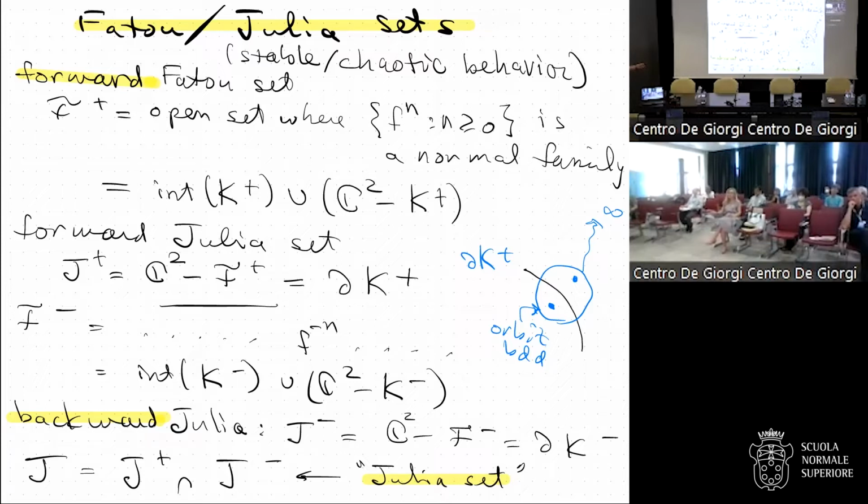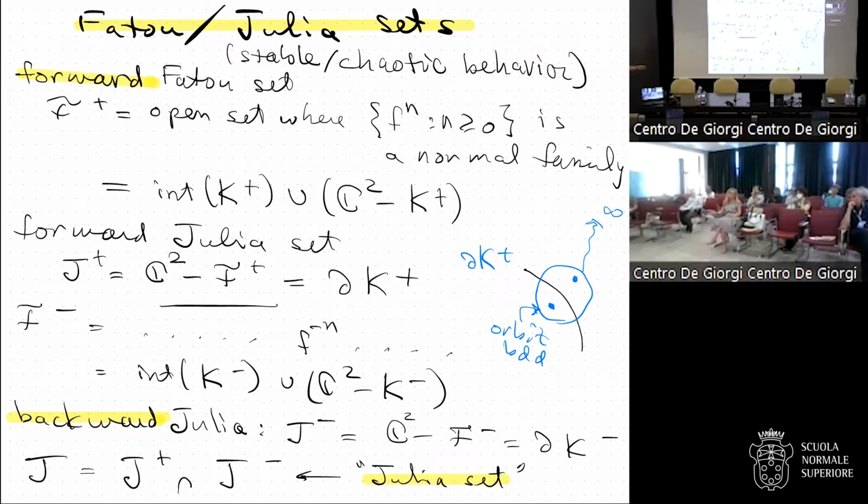And it's easy to check that the interior of K plus is a set where the iterates will be a normal family because you're staying bounded. It's an old elementary theorem of Montel, one of the easier theorems of Montel, that this is a normal family. And then over here, if you're escaping to infinity, you're actually escaping to one point at infinity. And so this is also a normal family in the complement of K plus.